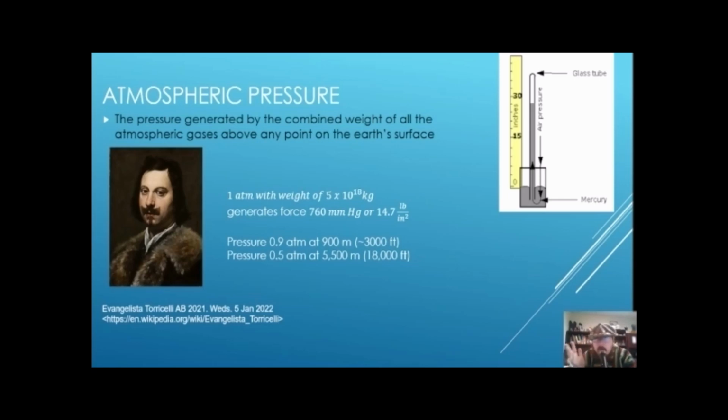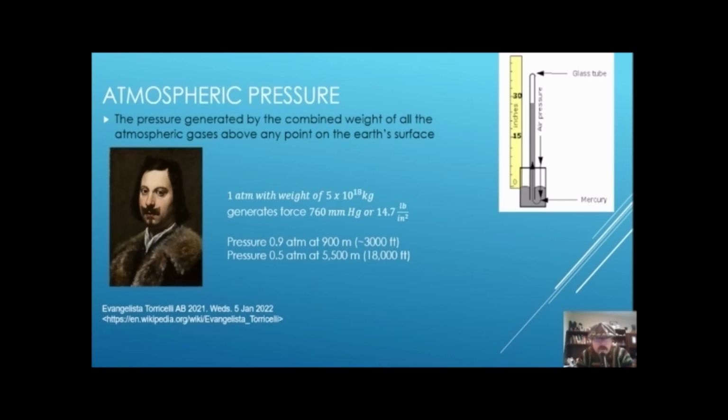But not all of the mercury flows out. It doesn't flow out because the air pressure pushing down on that beaker forces the mercury to remain in that tube. And if he measures the height of the mercury that stays in the tube, it is exactly 760 millimeters of mercury. That is the pressure. And so oftentimes we use atmospheric pressure and barometric pressure interchangeably, but they're essentially the pressure of the atmosphere.